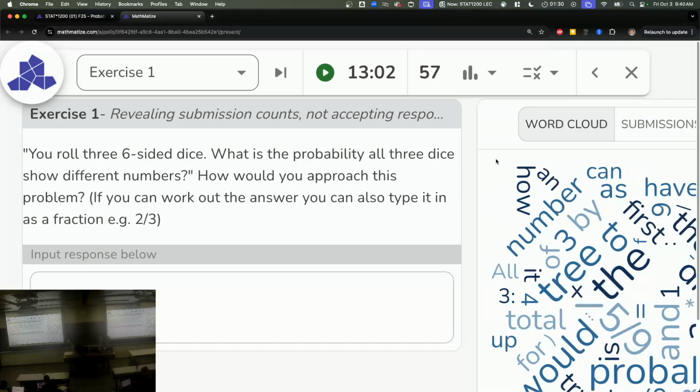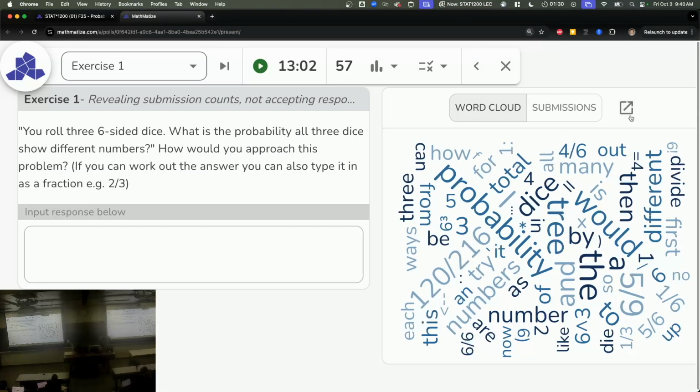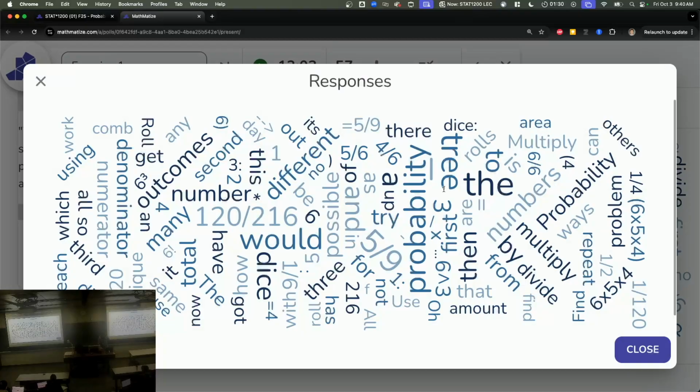And we should get a fun word cloud over here. Okay, so we got some answers like 5 out of 6, 4 out of 6, 5 out of 9, 120 out of 216. So some nice big numbers here, very nice. Let's see, what's the biggest word here? Would. What would you do? I guess that's on me for would. Probability, also very, very big.